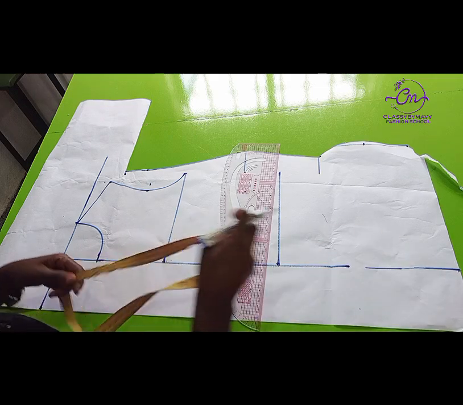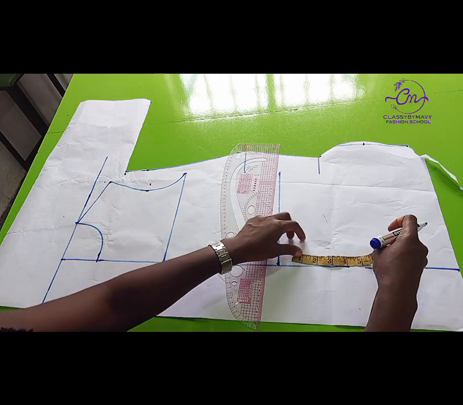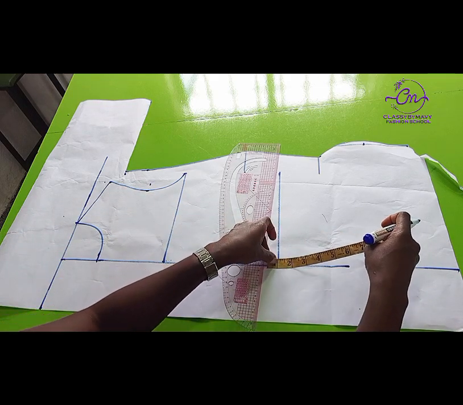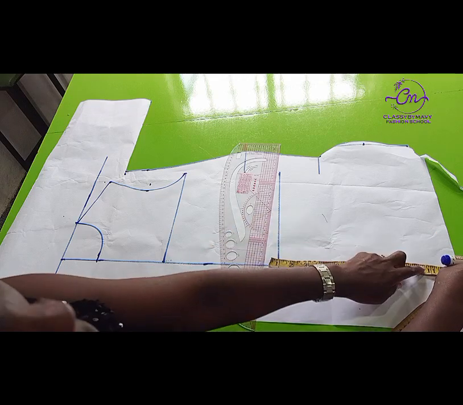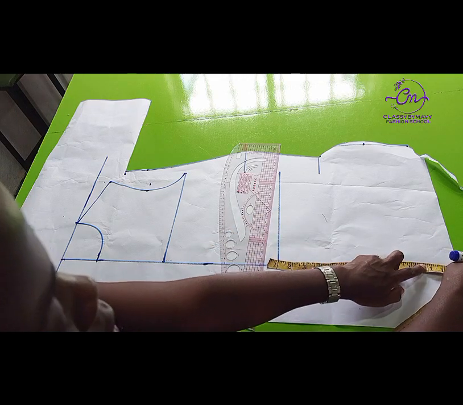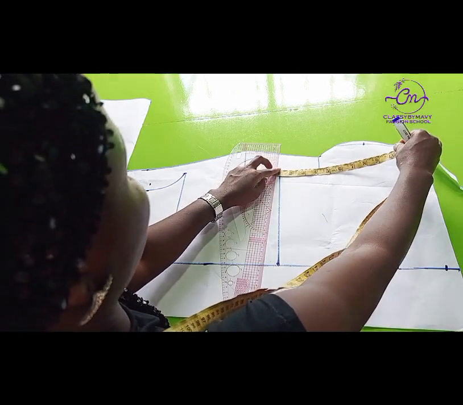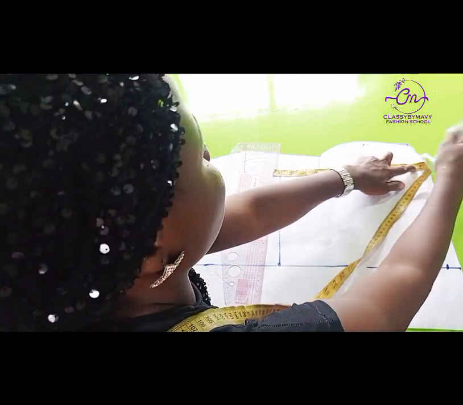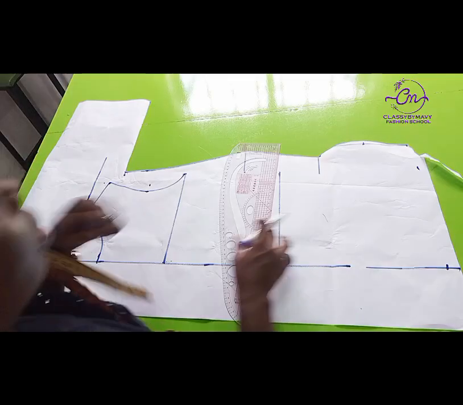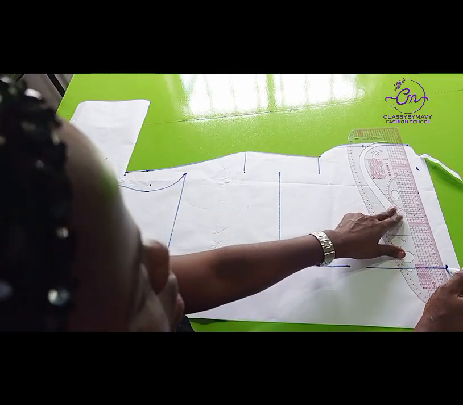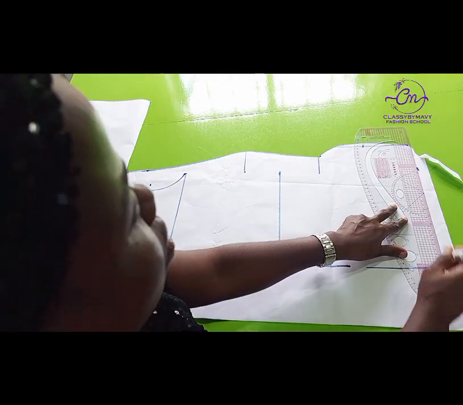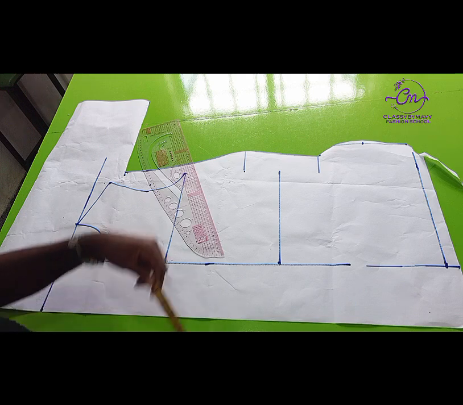So after marking, I will link to get my waistline. From this waistline now, I'll be going down by 11 inches to get my hemline. You can remember how we did it for the back. So it's just like doing the same thing for the front, okay? Going down 11 inches and then I will link up to get my hemline. So we also have our hemline.